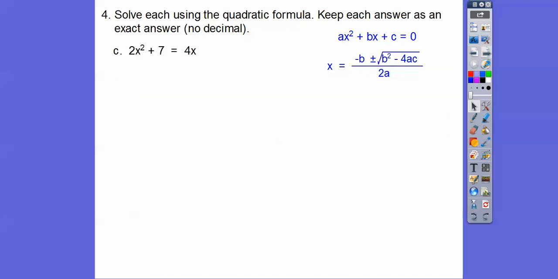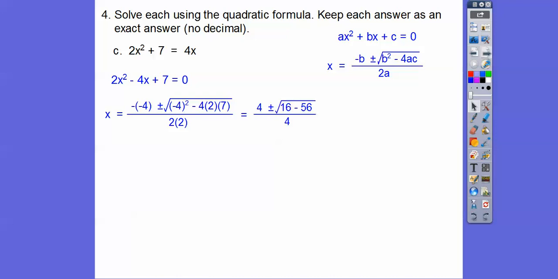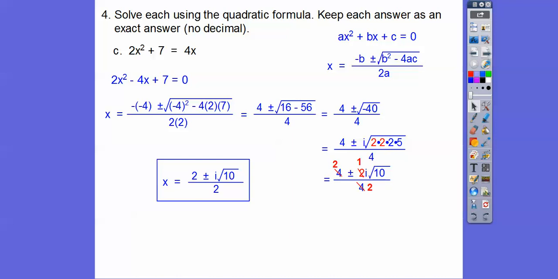All right, so here we go. Now this one doesn't equal 0, so we have to make it equal to 0 by subtracting that 4x from both sides. Now we have a, b, c, so we just go ahead and crank it out. And then when we simplify that inside, we get a -40. So that's going to be i root positive 40, and 40 is, I think it's 8 times 5. Yeah, 2 times 2 times 2 times 5. Okay, a pair of 2's come out, and you go ahead and multiply the other leftover numbers in there, 2 times 5. Everything can be divisible by 2, so when you divide everything by 2, we get that.